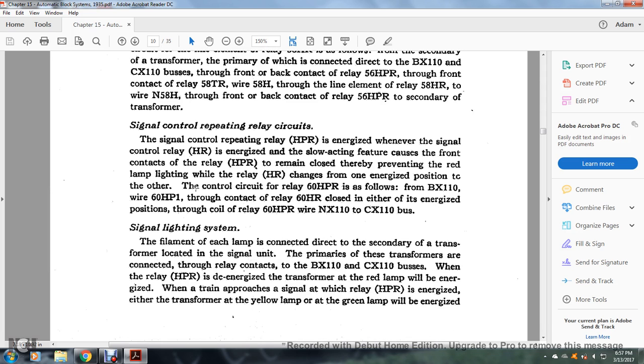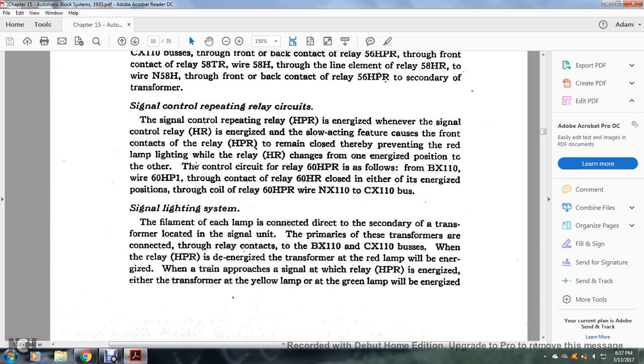Signal control repeating relay circuit. The signal control repeating relay is energized whenever the signal control relay is energized, with the slow acting feature causing the front of the contact relay to remain closed, preventing the red lamp of the light while the relay HR changes from the one energized position to the other. The control circuit of the relay 60HPR is followed from the BX110 with the wire 60HP1 through the contact relay of 60HR closed with either the energized position of the coil relay 60HPR with an annex 110 with the XX to CX110 bus.